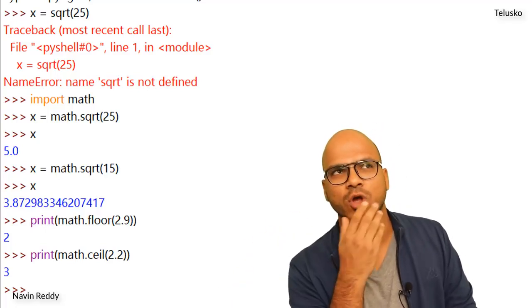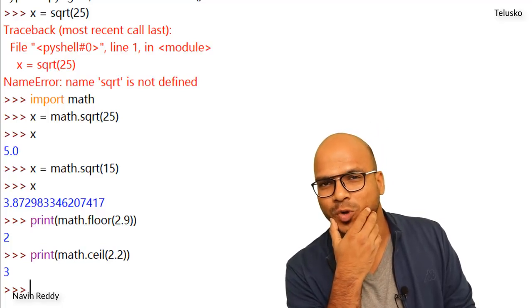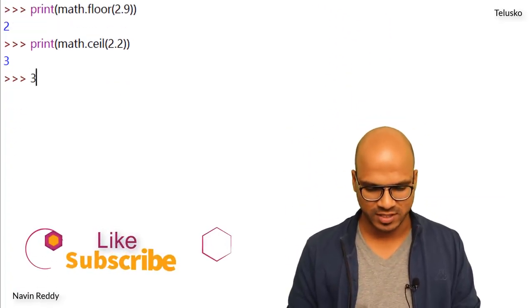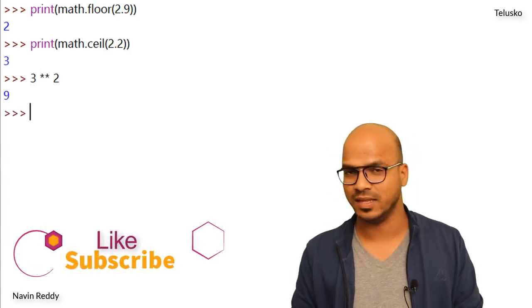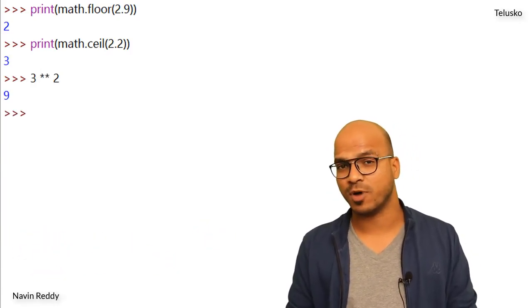In fact, there is one more. We also have power, P-O-W. Remember, we have done this calculation, which is 3 into 2, 3 square, right? So you got 9.